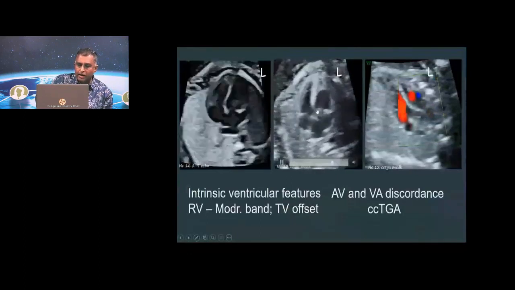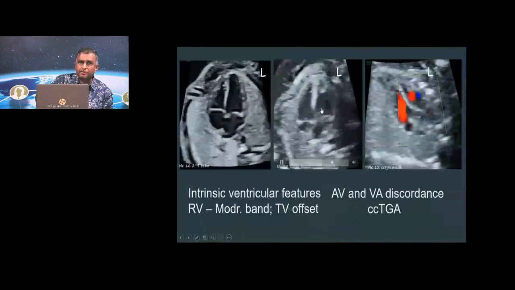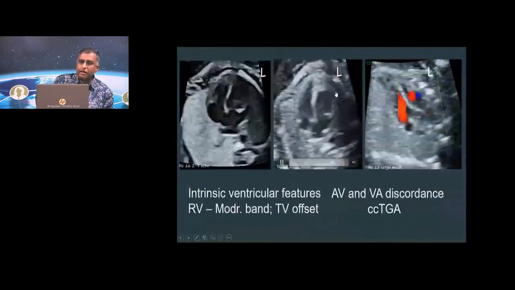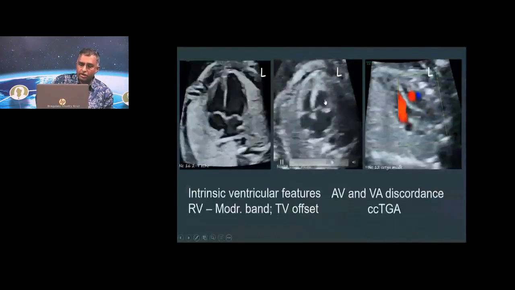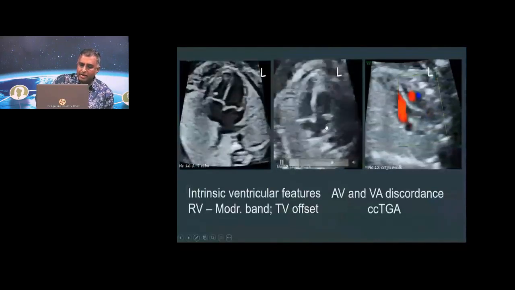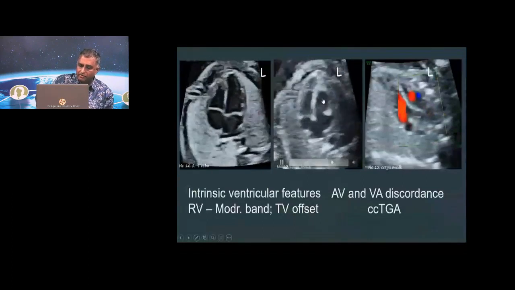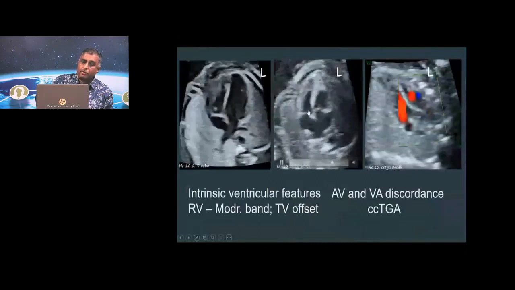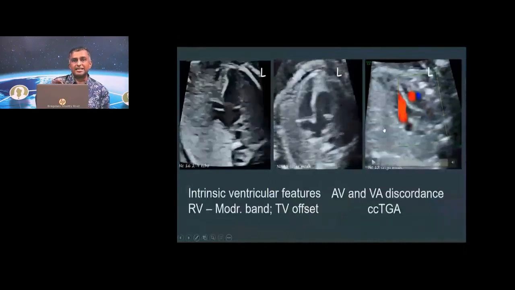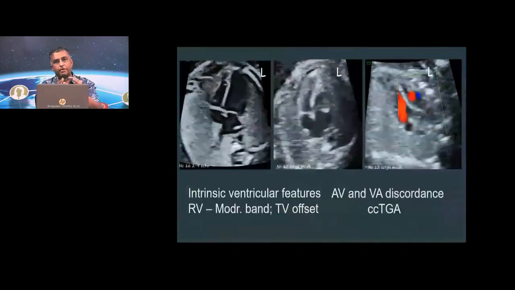Here the so-called mitral valve is closer. So therefore this is not the mitral valve, this is the tricuspid valve, this is the moderator band. So the left-sided chamber is the right ventricle, the morphological right ventricle. This is the morphological left ventricle. This is the left atrium joining the morphological left ventricle, right atrium joining the morphological right ventricle, and that happens in CCTGA.